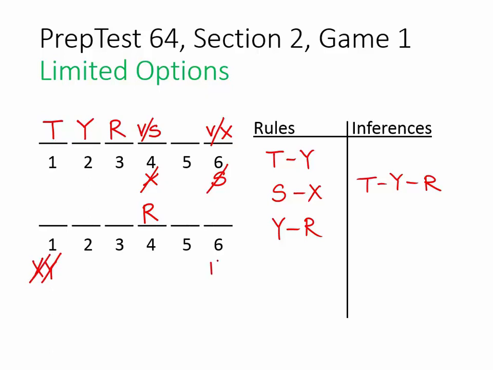Likewise, we can say that T and S cannot go in space 6. And since R is here in space number 4 and Y needs to come before R, we can say that Y can't go in 5 or 6. So we do have some limitations on this second option, but it's definitely the more open of the 2. And that is how you set up game number 1 from PrepTest 64.